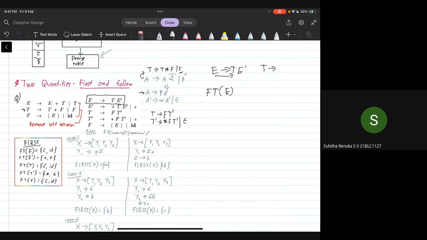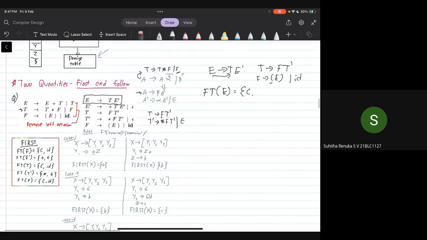T goes to F T dash. What does F go to? F goes to opening bracket E closing bracket, or ID. So your first of E will be opening bracket, because when you reach F, the first symbol is opening bracket. And there's ID also, so you'll write ID. So this is your first of E. Why are you putting an opening bracket? Because opening bracket is a character.